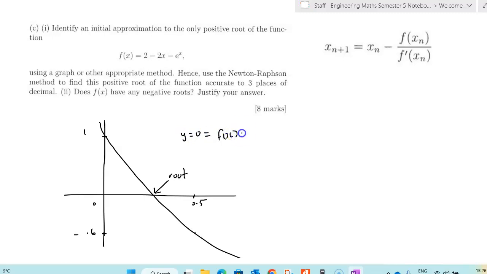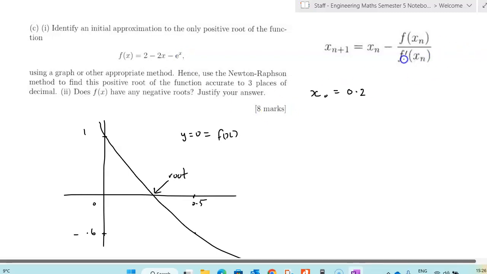Okay, and the root is between 0 and 0.5, and as a first estimate, I'm just going to let my first value x0 equal 0.2. I don't want it to be too close, just for the sake of showing you how to do this. Okay, so if x is 0.2, that means all these x n values here are 0.2. The x here will be 0.2, the x here will be 0.2.